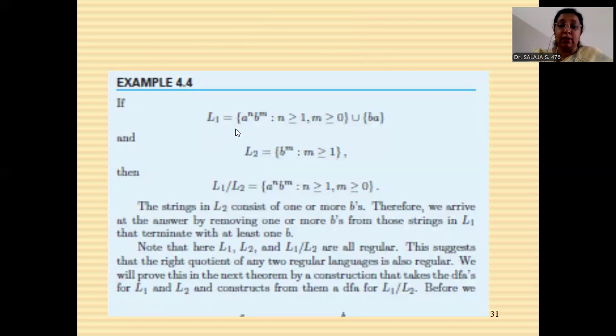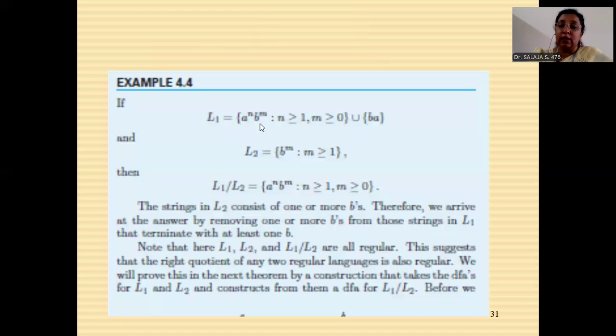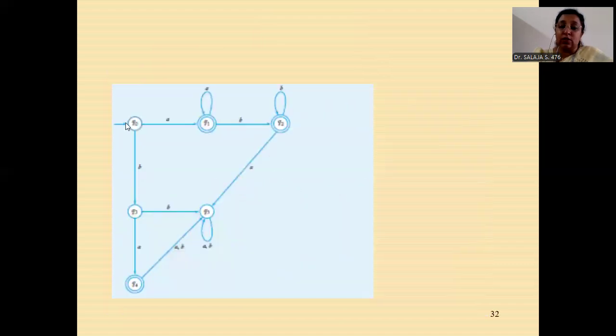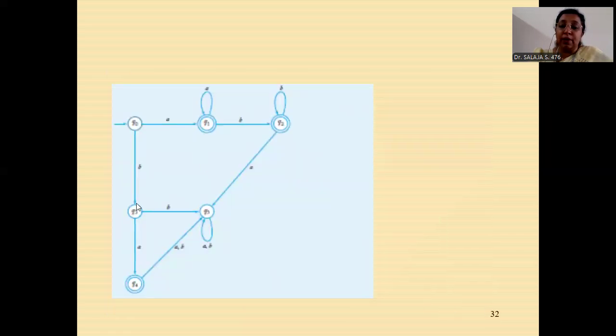We have one more example where L1 is defined and L2 is defined. So I draw the diagram for L1 and you have the trap state to be Q5. You try to identify the new final states. You have L2 as B power M, where M is greater than or equal to 1. From Q2 on B, it moves to a non-final state. From Q1 on B, it reaches Q2. So Q1 acts as a new final state.